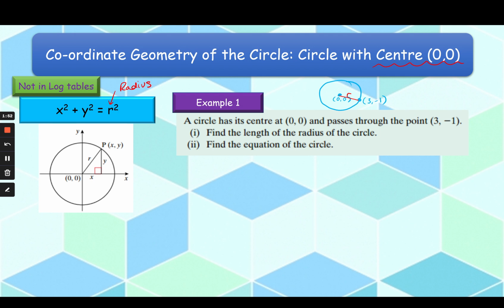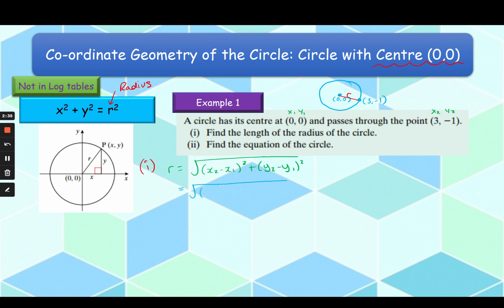Part 1 says to find the length of the radius of the circle. If I want to find the length of a line or the distance between two points, the formula I need to use is the distance formula on page 18. So r is equal to the square root of (x2 minus x1) squared plus (y2 minus y1) squared, where my two coordinates are labeled x1, y1 and x2, y2. Now I'm going to plug them into the formula to find the length of my radius.